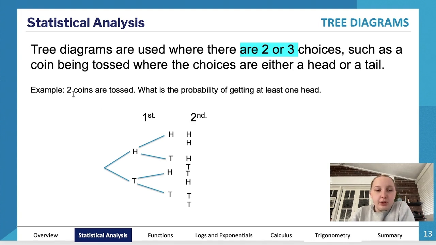So we've got this example here, and the tree diagram's already been given to you. So the example is 2 coins are tossed. What is the probability of getting at least 1 head? I'll give you guys about 30 seconds or so. If you want to type your answer in the chat, or if you're watching the recording, just give it a go as well. So I'll give you about 30 seconds to do that.